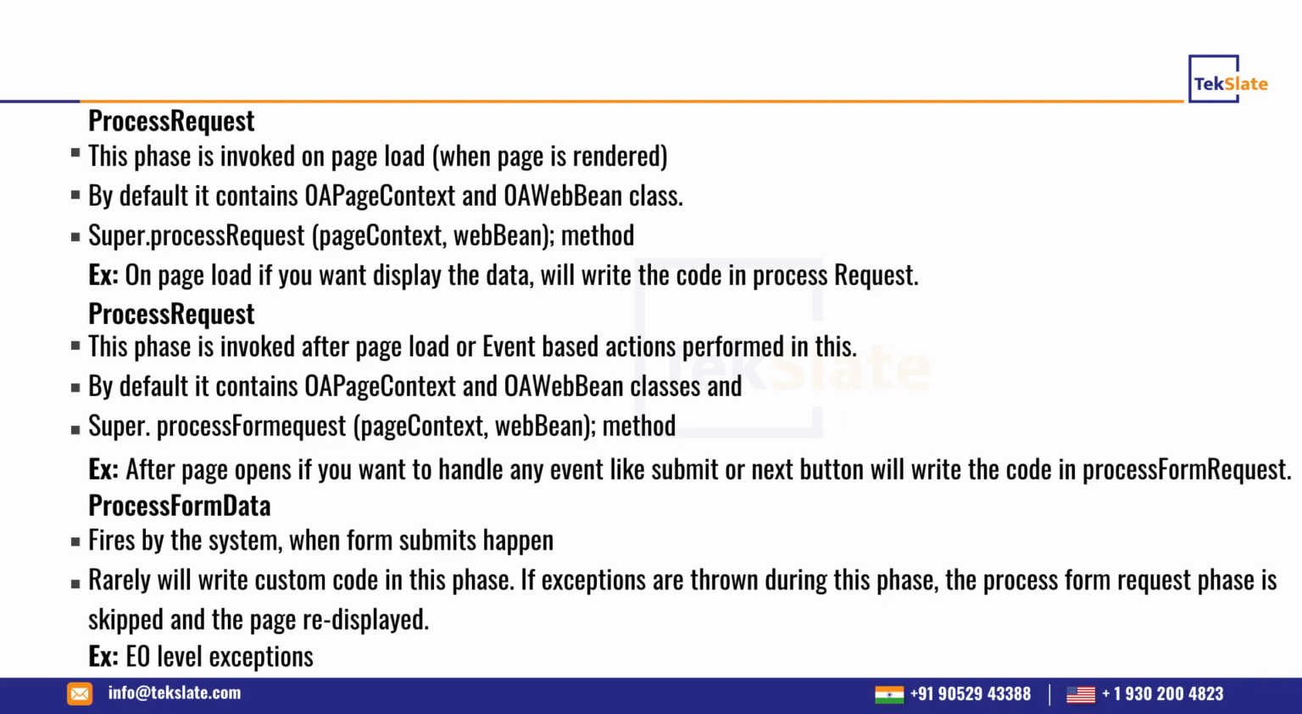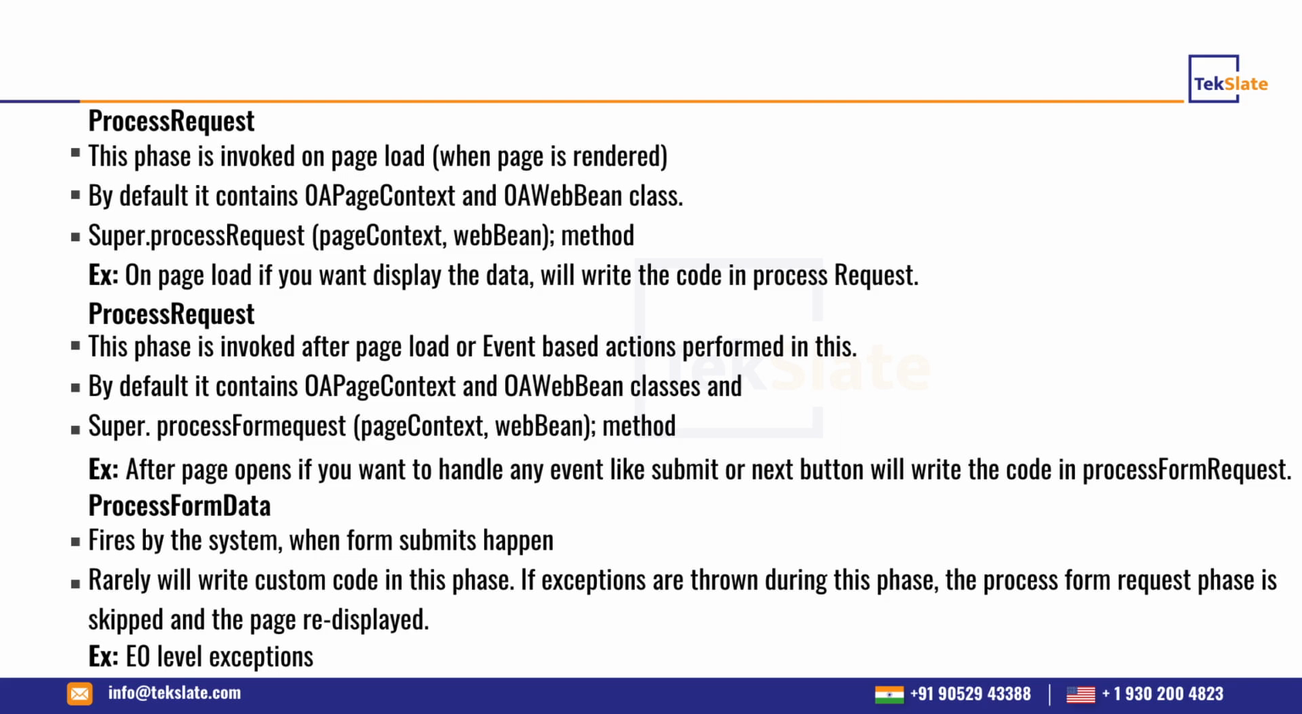That code can be written in the process request. While displaying to the user what fields should be displayed and how the look and feel should be, everything can be handled in this process request. In some pages, when you click, some data is displayed by default. In some pages, once you enter something and click on a go or submit button, then you can display that page. These types of logic can be handled in the process request.